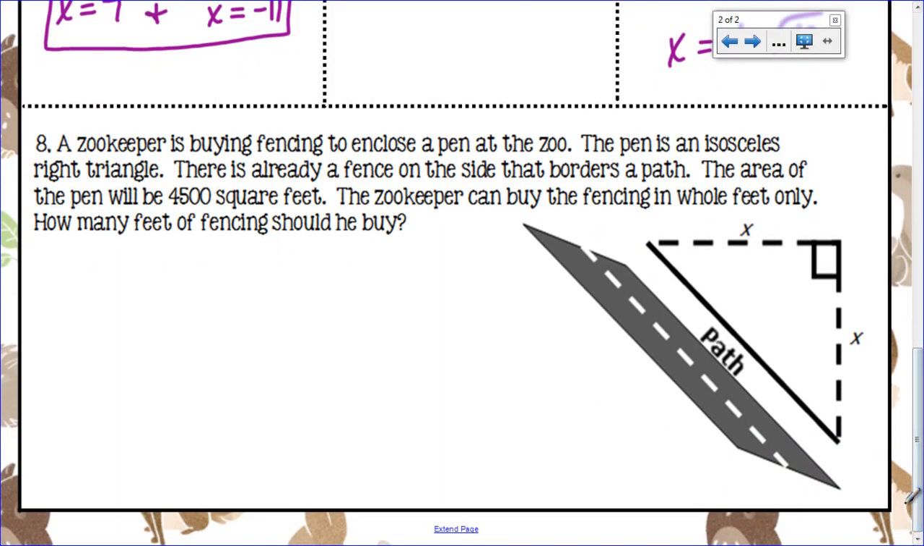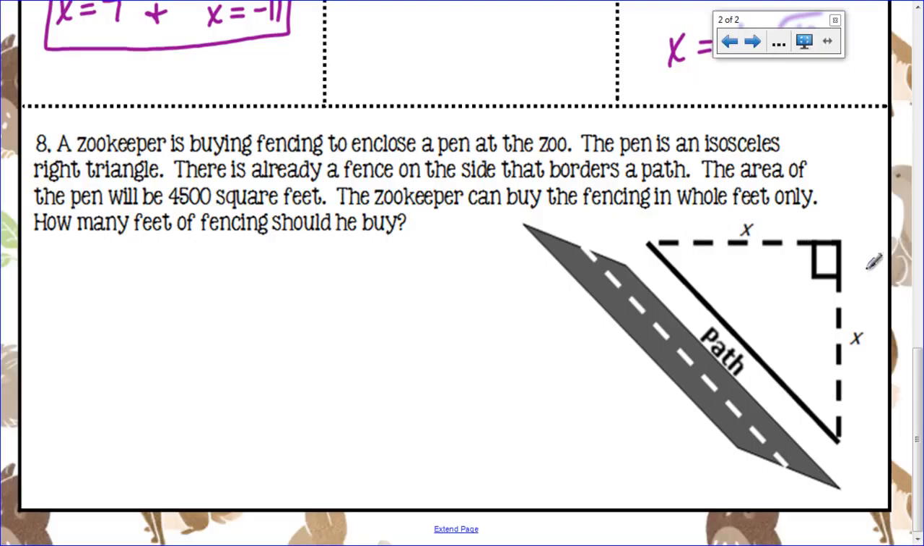So this is one last question, number 8, with the zookeeper buying a fence to enclose a pen at the zoo. The pen is an isosceles right triangle. There's already a fence on the side that borders a path, so there's already a fence over here. The area of the pen will be 4,500 square feet. The zookeeper can buy the fencing in whole feet only. How many feet of fencing should he buy?